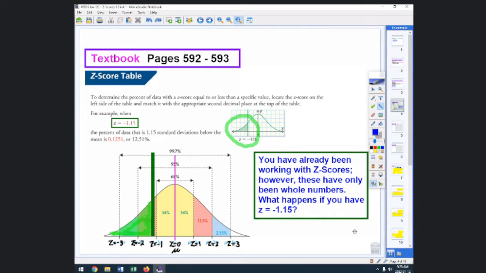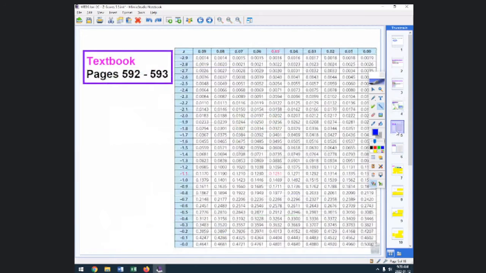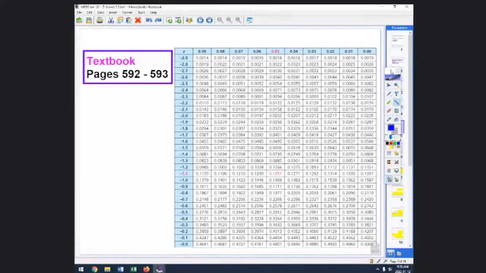So I have a few examples here to show you. If you have your textbook there, you can turn to page 592, 593 in your textbook. Normally we would use a calculator to do this, but we're not because we're not in school. For this section, even if we're in person next week, we're still going to use the z-score table, because that's how we're going to teach it.